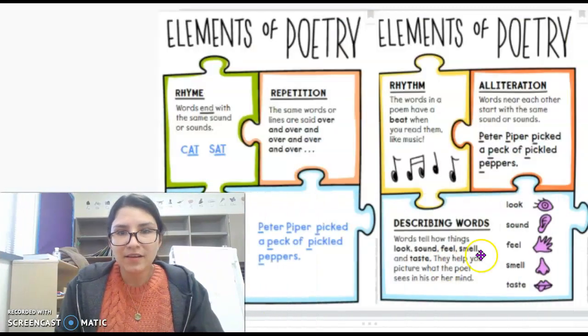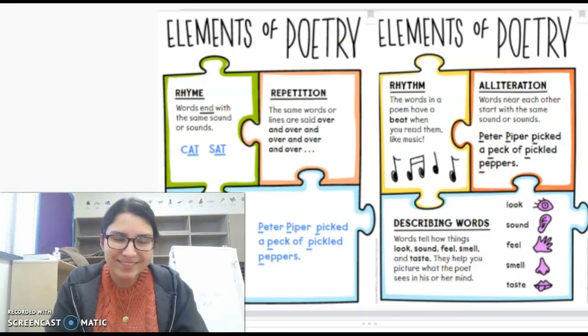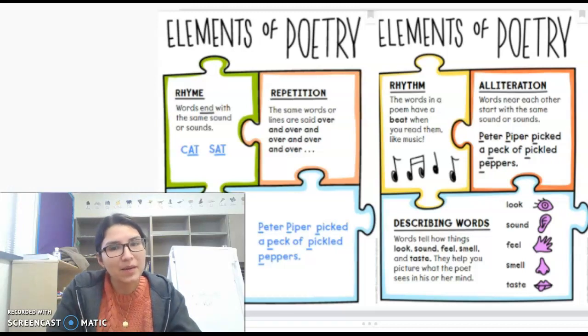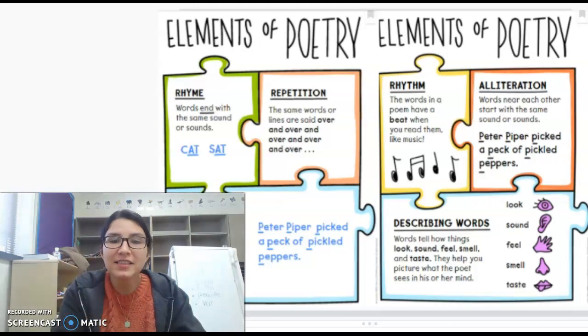All right, next thing we're talking about is alliteration. Go ahead and say that word with me, alliteration. Good job. Alliteration, words near each other start with the same sound or sounds. For example, Peter Piper picked a peck of pickled pepper. What letter are we focusing on? The letter P. Do we say that at least 2 or more times in that sentence? Yes. So it's an example of alliteration.